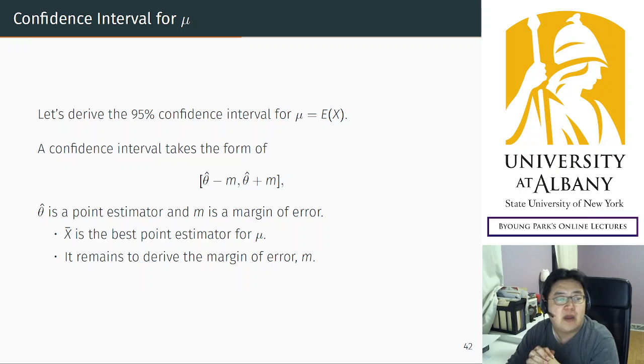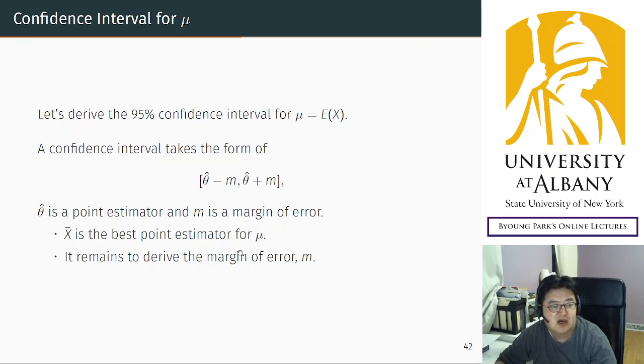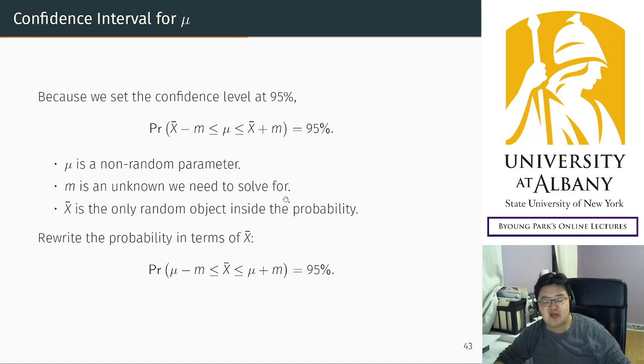Hello. At the end of the previous video, I explained how we choose the confidence level, which is not just a choice, it's an ad hoc choice, and how to choose a point estimator. And then it remains to calculate the margin of error, m. And how do we calculate that?